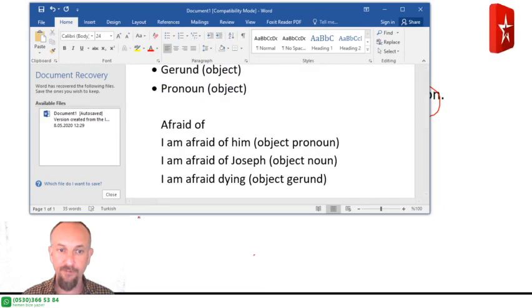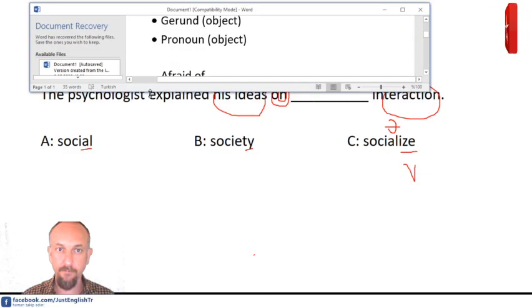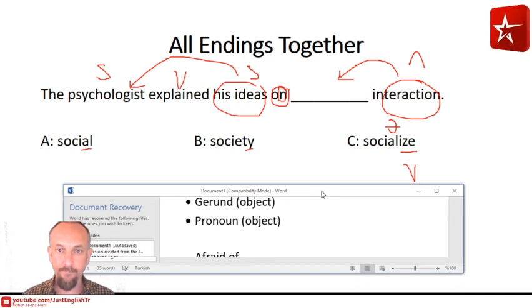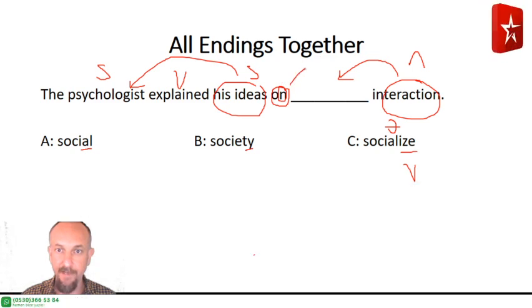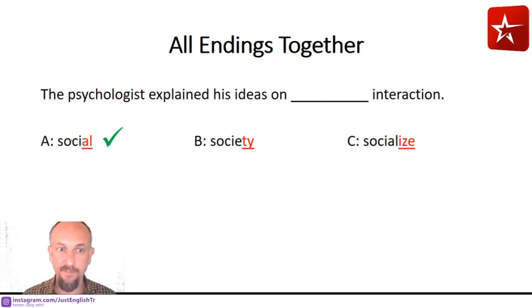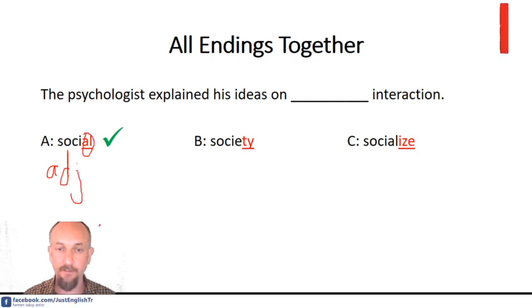So how does that relate to this? Here we've got that preposition. That preposition is actually related to this noun here. So we need something which is going to relate to that. And most of you have already guessed. The correct one is actually social, because social here is an adjective. How do we know it's an adjective? Well, we know it's an adjective from this part here.